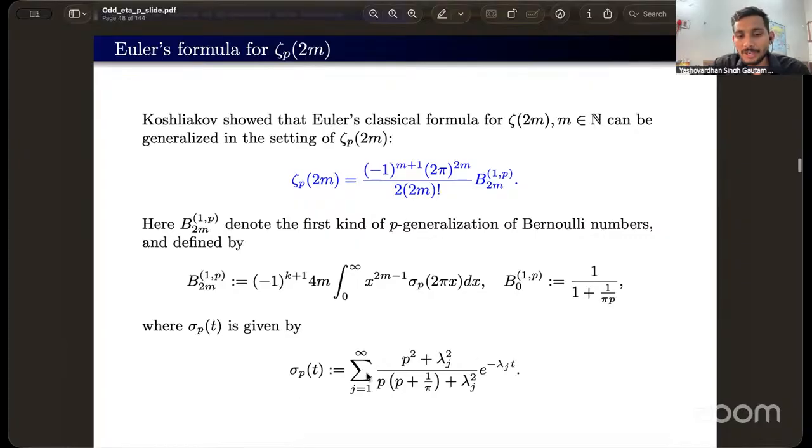If we take P tends to infinity, the sigma P will become 1 upon e to the power 2 pi x minus 1. So for P tends to infinity, these Bernoulli numbers behave as classical Bernoulli numbers. And here we are taking the sigma P function. In the next slide, we have a different sigma function.